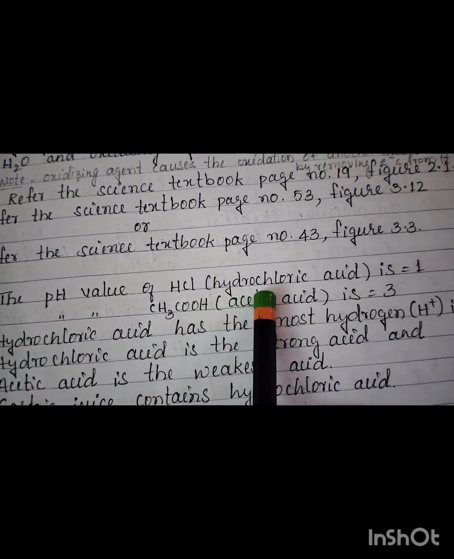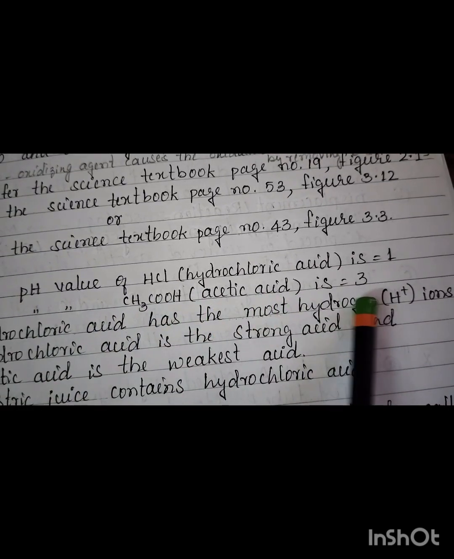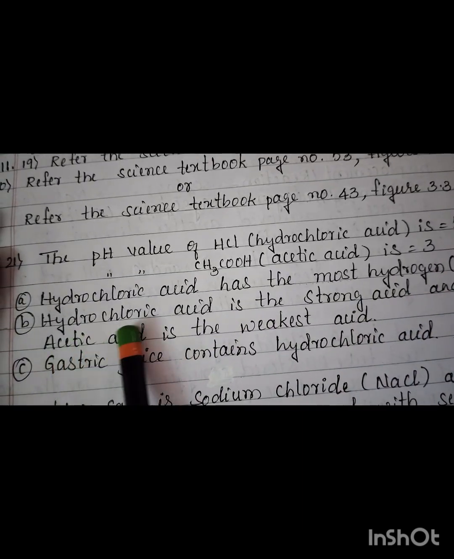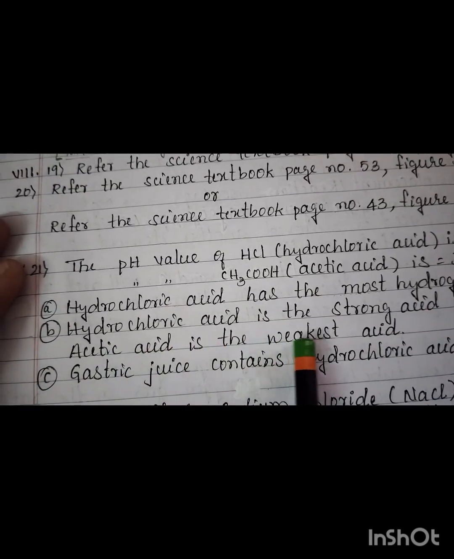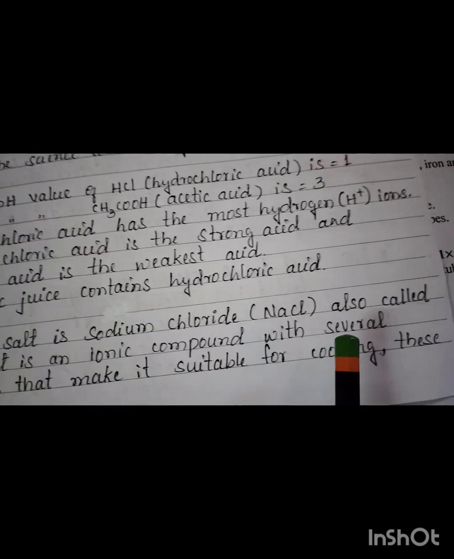The pH value of HCl, hydrochloric acid, is 1. The pH value of acetic acid is 3. Hydrochloric acid has the most hydrogen ions. Hydrochloric acid is the strongest acid and acetic acid is the weakest acid. Gastric juice contains hydrochloric acid.